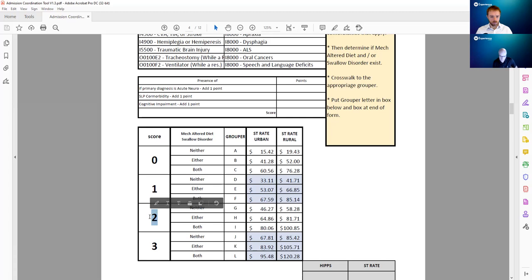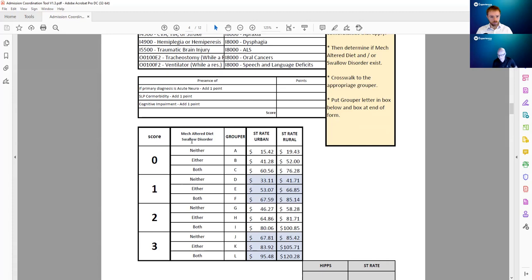I'm in this column now for my speech. So I'm going to be a G, H, or I. The question now is, do they have a mechanically altered diet or a swallow disorder? Mechanically altered diet is pretty straightforward. I just look at the diet order. If they're getting chopped meat or mechanical soft because of the dysphagia right now, then that gives me one of them. Swallowing disorder comes from section K.